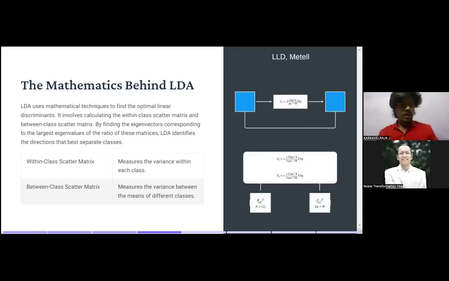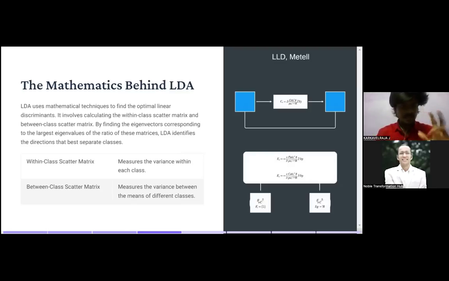Come with me. Within-class scatter matrix: within a class, we have a cluster, the data points of that class. The within-class scatter matrix measures the variance within each class. Data points within a class should have very little variance, and that is represented by the within-class scatter matrix.